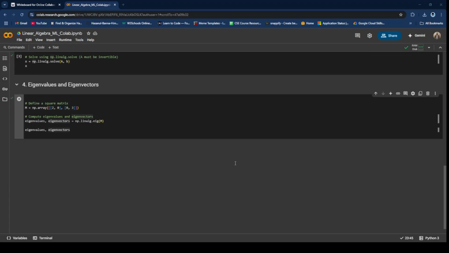And finally, in the eigenvalues and eigenvectors section, at first we define a square matrix, as you can see in this line. Then we compute the eigenvalues and eigenvectors. In this line, np.linalg.eig returns our eigenvalues, lambda 1 equal to 2 and lambda 2 equal to 3, and the eigenvectors corresponding to the unit vectors. And finally, it displays both the eigenvalues and their associated eigenvectors.